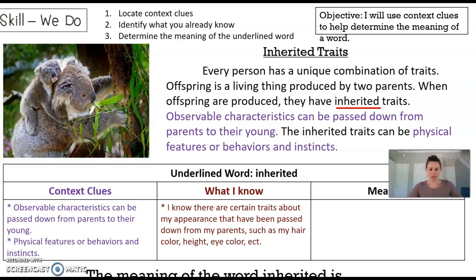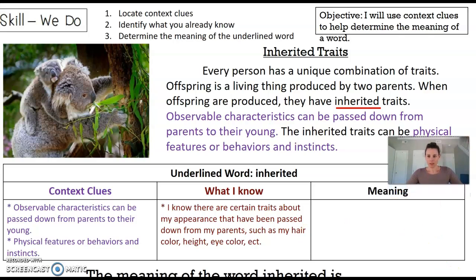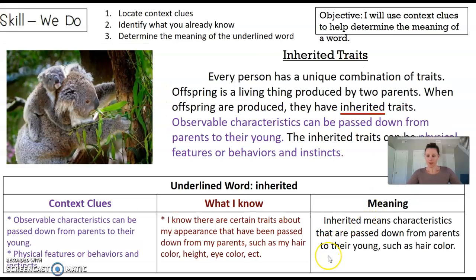And then what we're going to do finally is we're going to take a look at putting those two clues together of what the actual meaning of the word inherited is. Inherited means characteristics that are passed down from parents to their young, such as hair color. So that's our third example.